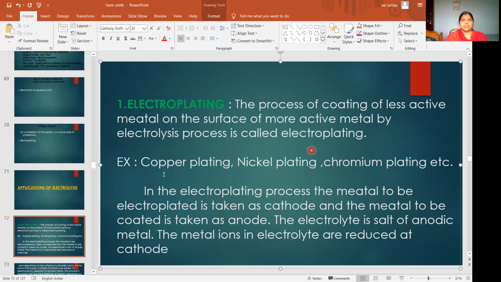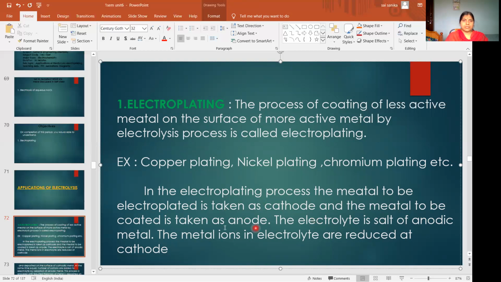For example, copper plating, nickel plating, chromium plating. That means we can plate these metals: we can plate copper metal, we can plate nickel metal, we can plate chromium metal. In our syllabus, we have copper plating. So today we will discuss this copper plating.